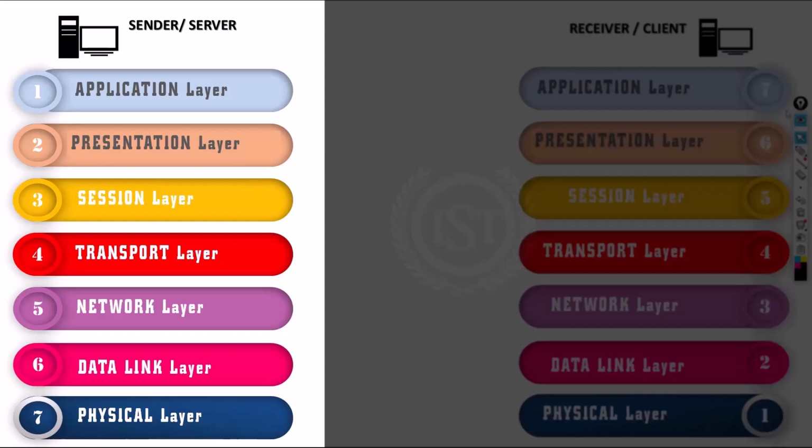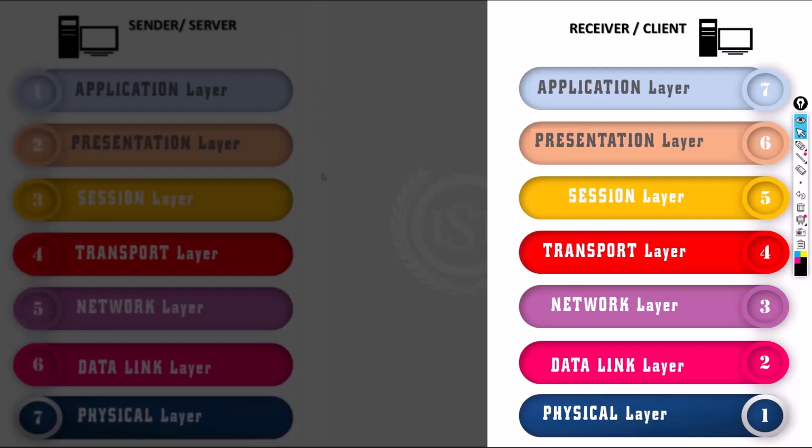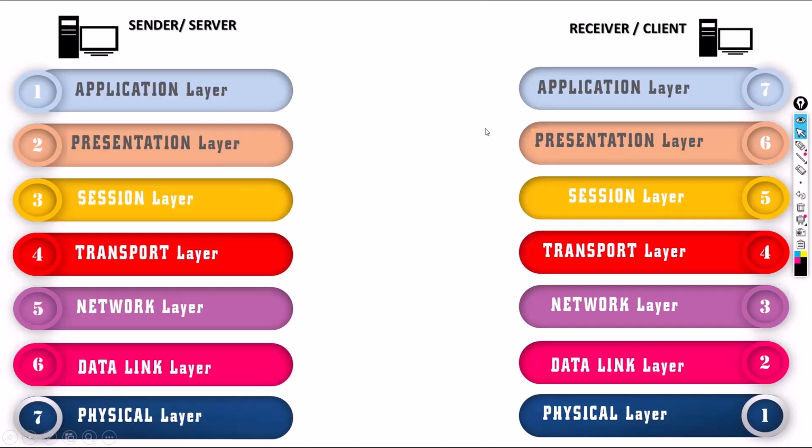While at the receiver side or client side, the top layer is the physical layer. So when the data is received, it is first received at the physical layer, then the data moves up, decapsulating, and is displayed on the user's interface.